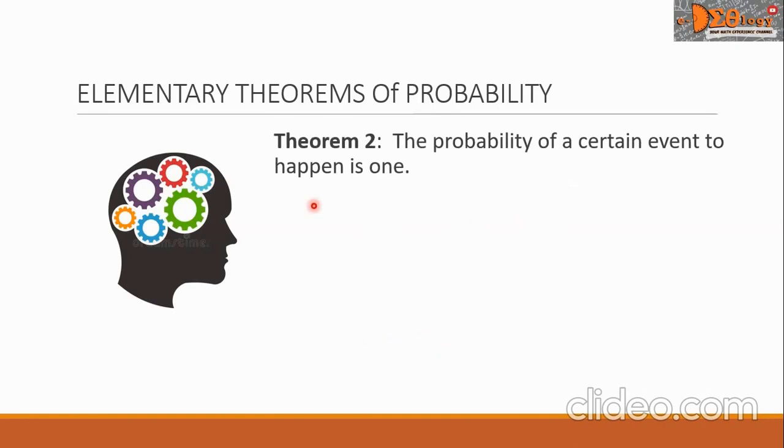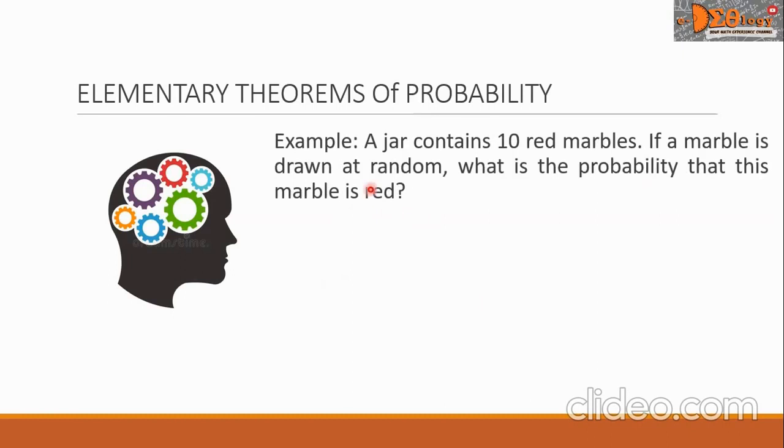Let us have Theorem 2. The probability of a certain event to happen is 1. In symbol, we write P of certain equals 1. As an example, a jar contains 10 red marbles. If a marble is drawn at random, what is the probability that this marble is red?